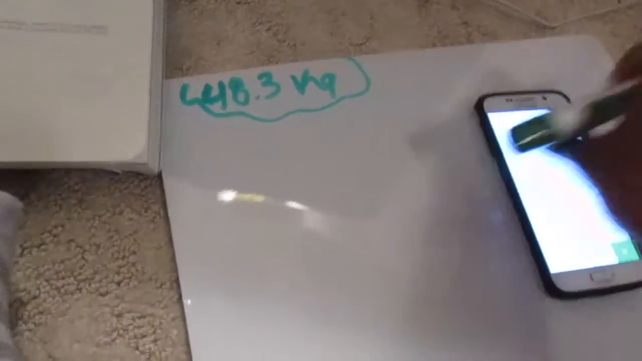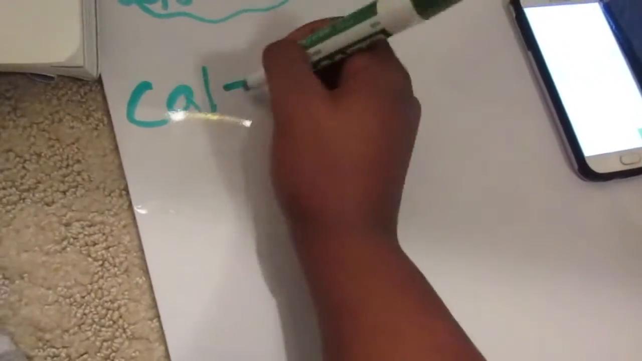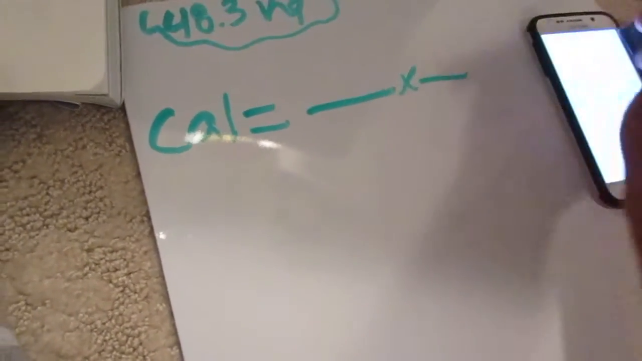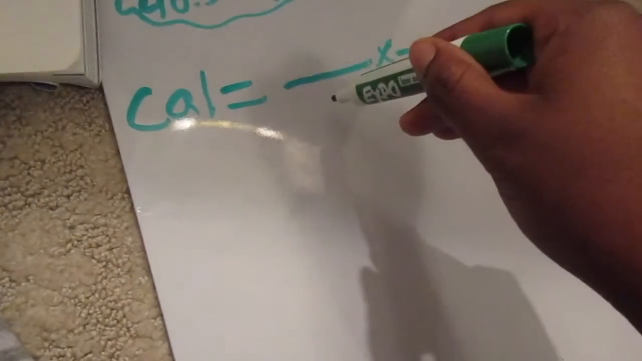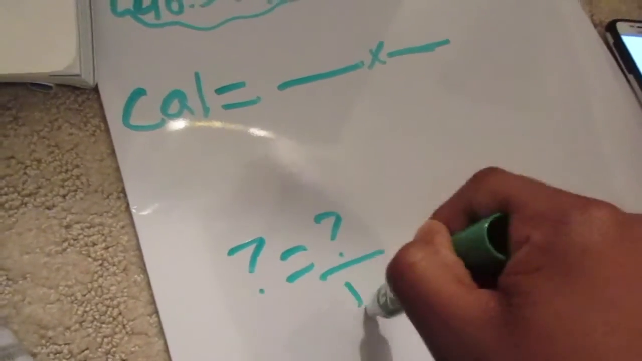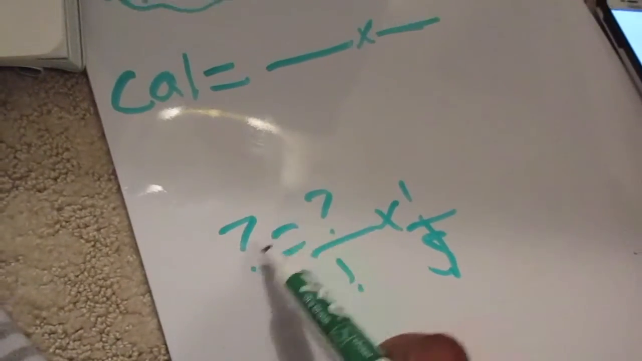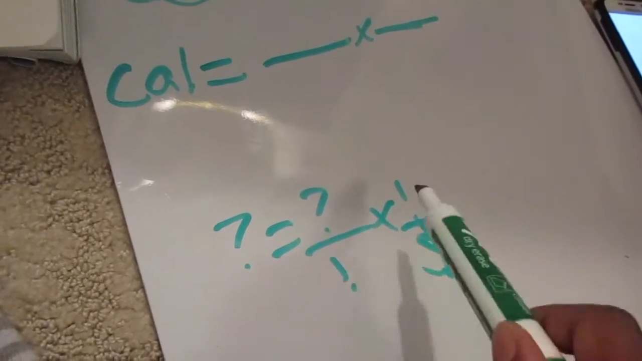Okay, and we got our calculator. It wants us to find the calorie and protein needs. So we know we're looking for calories. So you do calorie, or cal, equals. Now, I don't know if you guys remember this in my last dosage video, how I did the question mark equals question mark over exclamation point times exclamation point over dollar sign or whatever. So these two have to match, and then these two have to match diagonally.